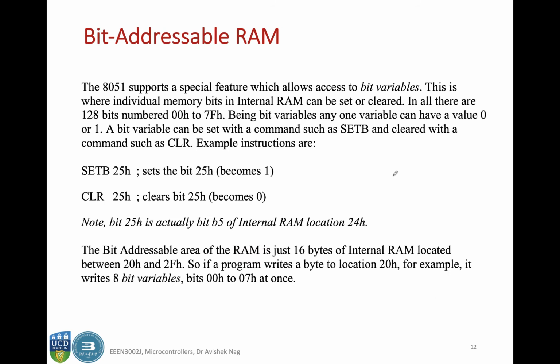So let's go into a little bit of detail for the bit addressable RAM part. 8051 supports a special feature which allows access to bit variables. So this is where individual memory bits in the internal RAM can be set or cleared, and in all there are 128 bits numbered between 00H to 7FH. That's the total RAM area.